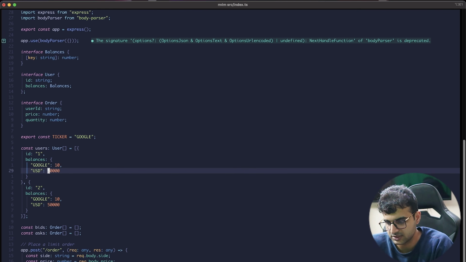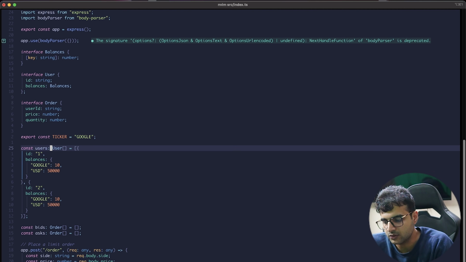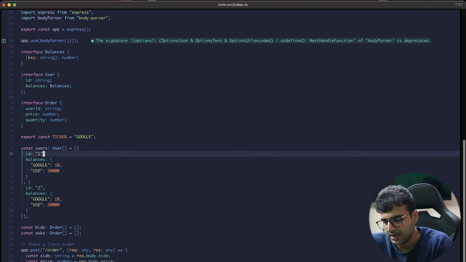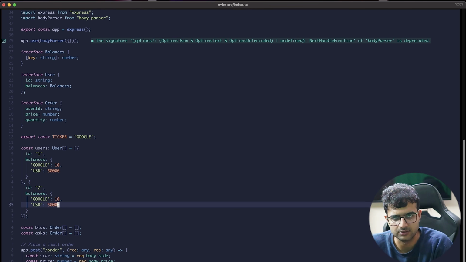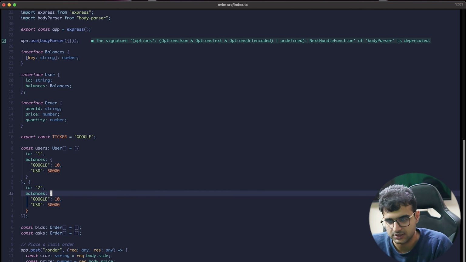This is the market that you're trading with, and what is the asset you're trading against? It's USD, which is why if you look at the initial users array that I've defined, it is an array, and the initial balances that the users have, I've just given dummy balances. They have 10 stocks of Google and $50,000. Both the users have similar balances. This assumes that somehow they on-ramped and put $50,000 into the exchange and they already have 10 Google stocks. This is the initial set of assets that they're trading with.